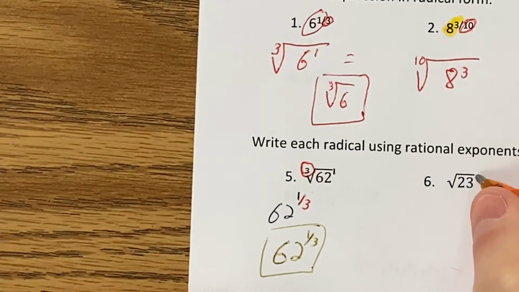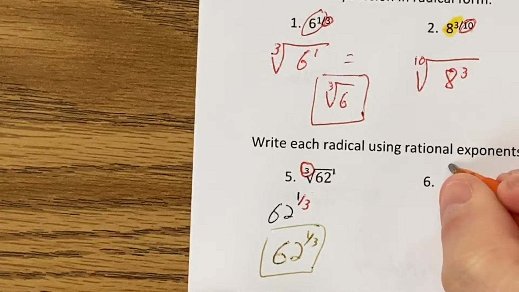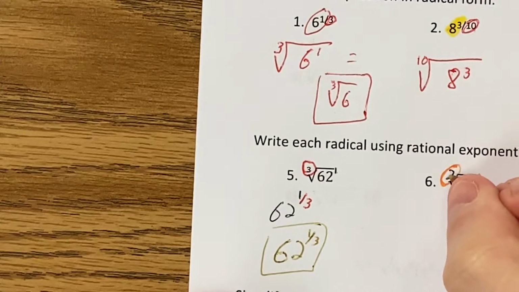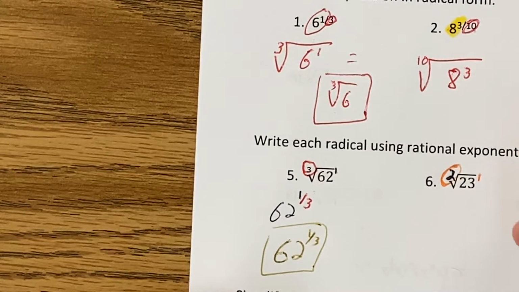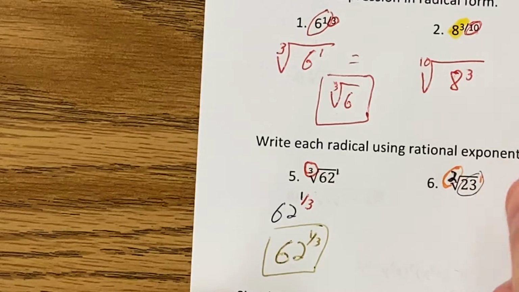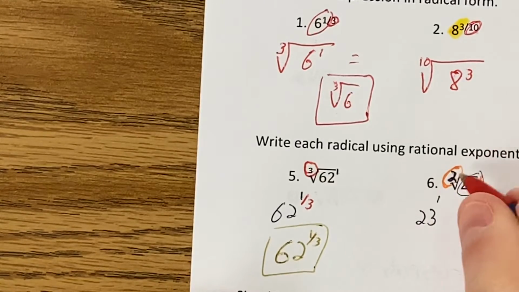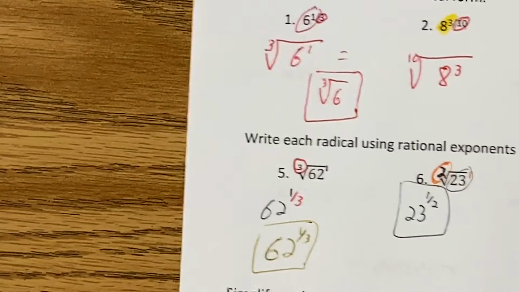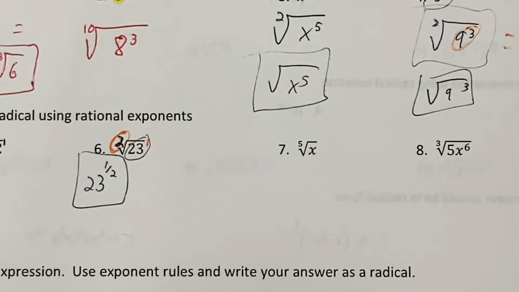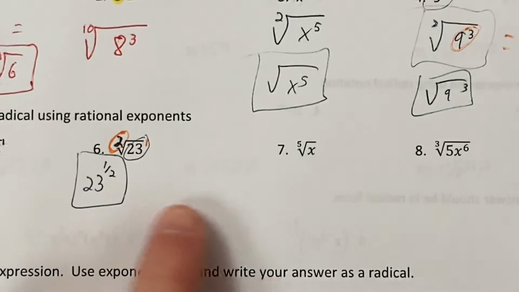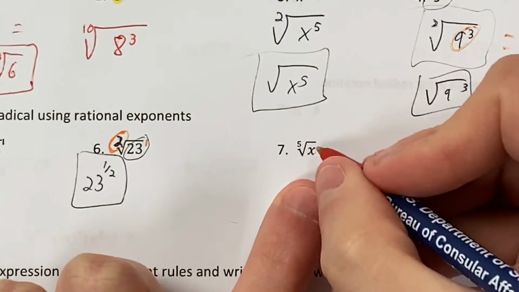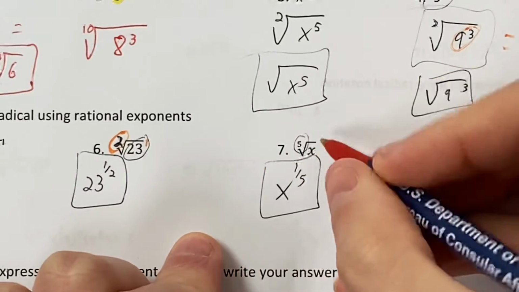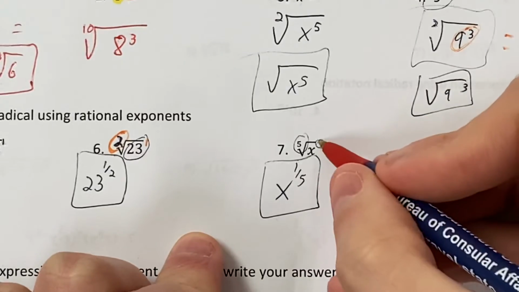Same thing here, it's a 23 to the first. Since there is no number here, no number means it is a square root, and a square root means a 2 root. So you'll have the 23 to the first, and since it's a square root, it'll be a 1/2. Similar here, it's an x instead of a number. It is a 5th root, so it'll be x to the 1/5, because there's no exponent right there. It's just a 1.